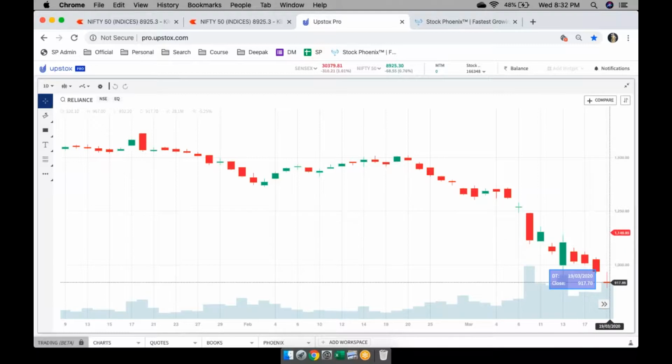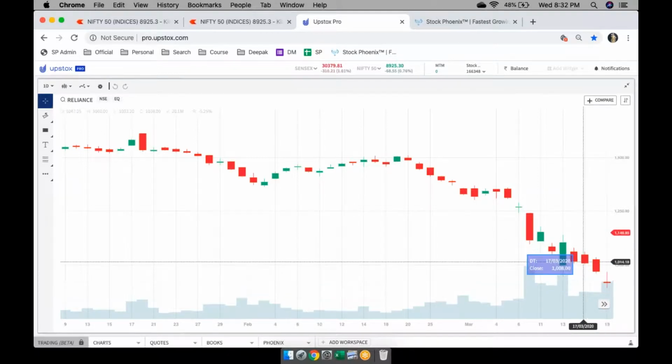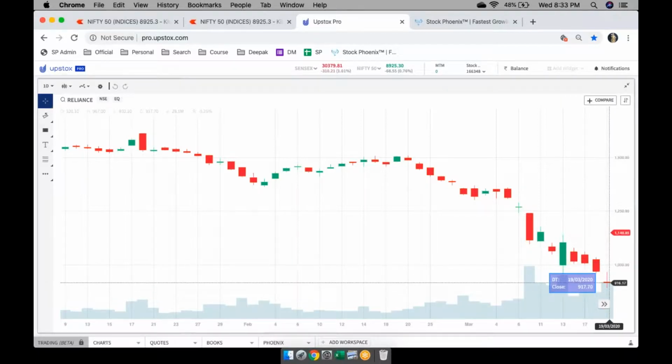So how much? 920 plus 50, that is 970. See, it has fallen more than that. Since the market had a big crash, there is a fall of more than 50%. Forget about that. Our criteria is 5%. So it is there.